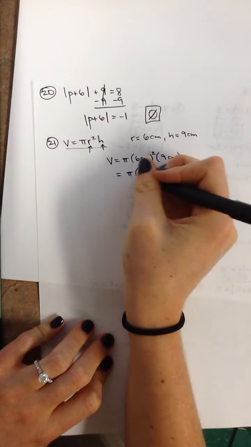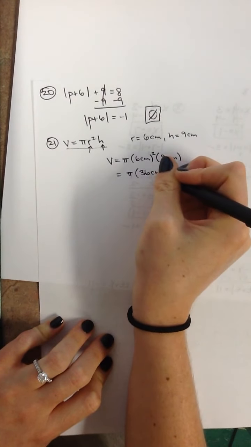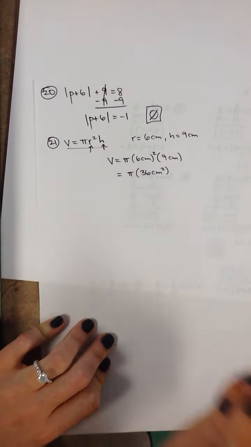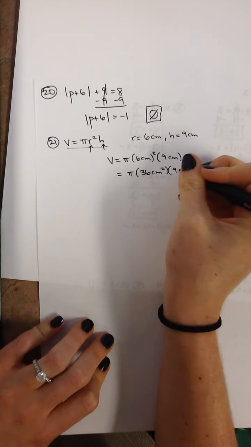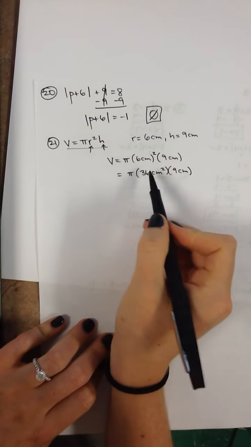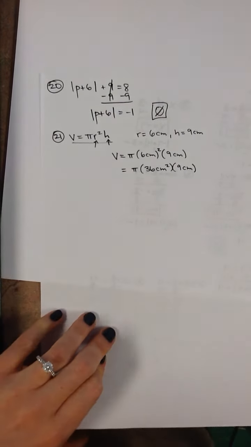So pi, and then we get 36 centimeters squared. So now I square the 6, which is 36. I also square the centimeters. That's, again, just playing around with my units. So whatever I get here, I need to multiply the pi times the 36 times the 9.